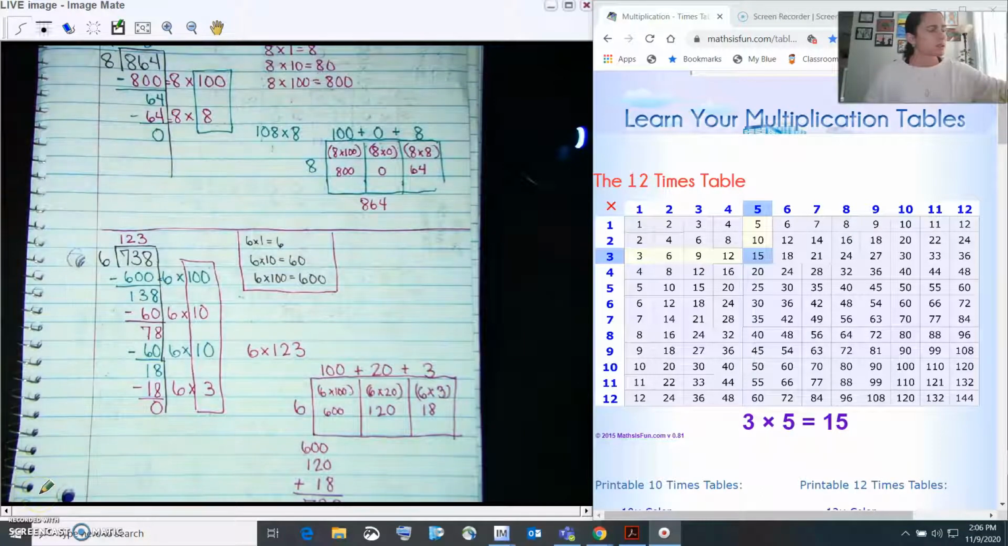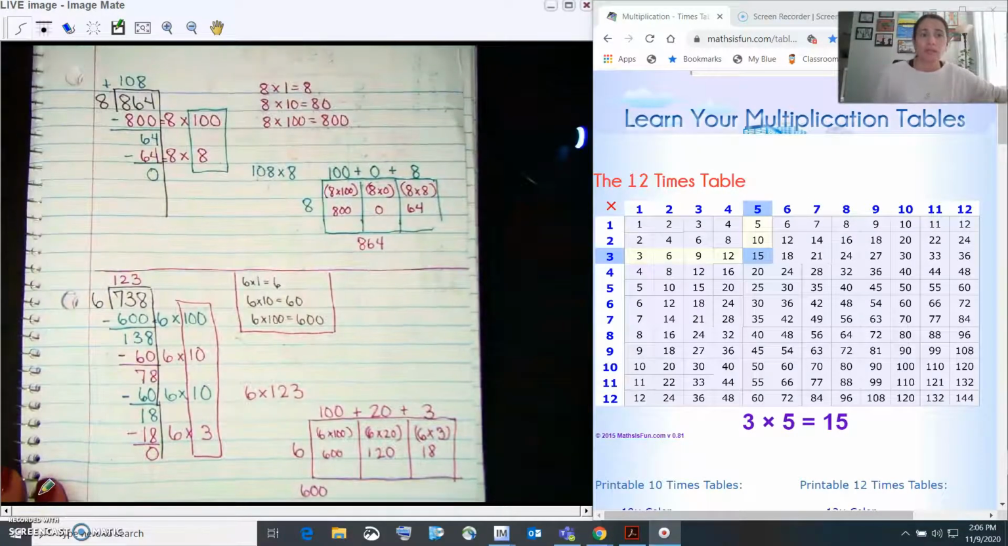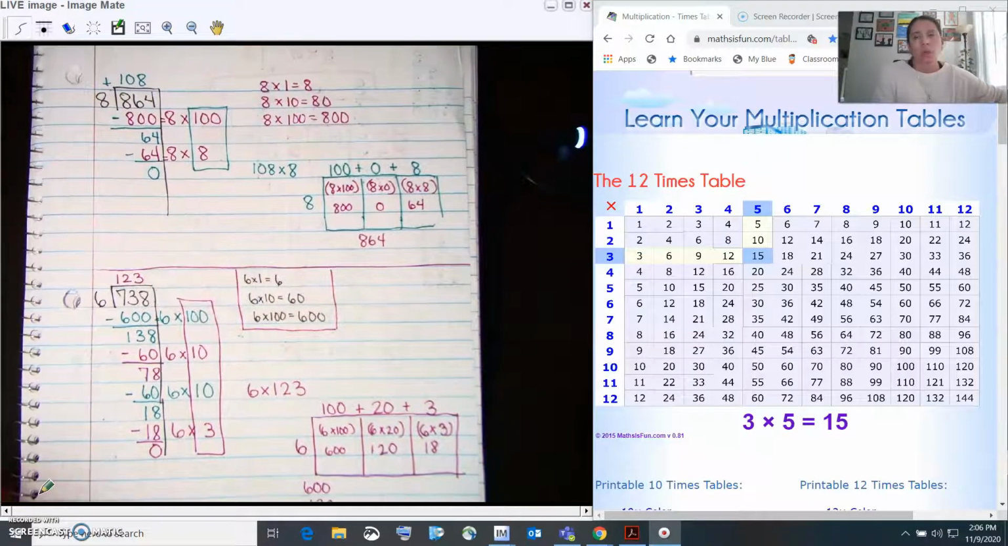Hi, my mathematicians. I'm just going to review a little bit. You don't have to write this down. You should already have this in your notes. We're talking about division. And so with division, it is the repeated subtraction.